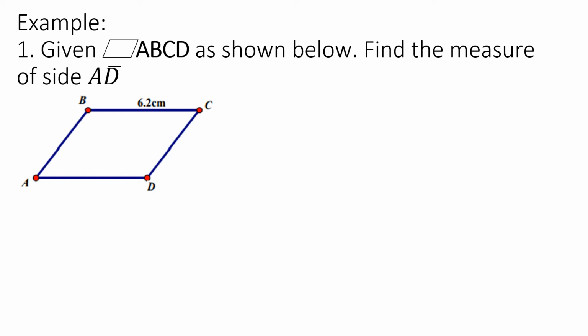Example number 1. Given the parallelogram ABCD as shown below, find the measure of side AD. Okay, we have here the parallelogram ABCD. Remember that a parallelogram is named after its vertices. So A, B, C, and D. That's why it's called parallelogram ABCD. We have to find the measure of side AD, this side.